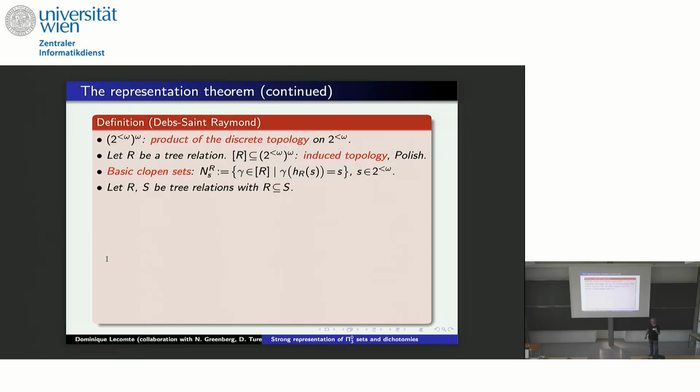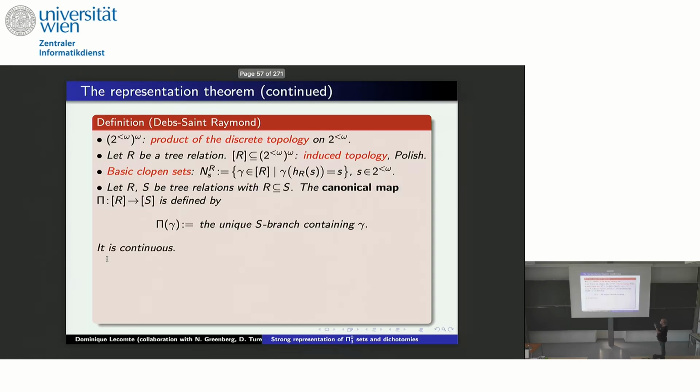So now we consider two tree relations with an inclusion like this: R is contained in S. And there is what we call a canonical map from [R] into [S]. So you simply associate to an element of [R] the unique S-branch which contains it. It is, with the topology we consider, always continuous.